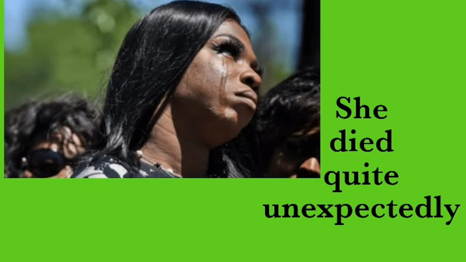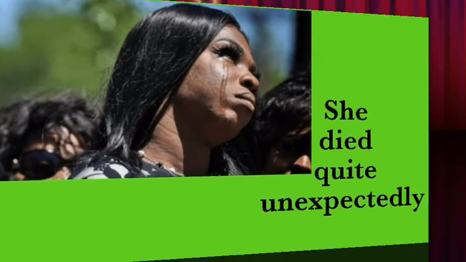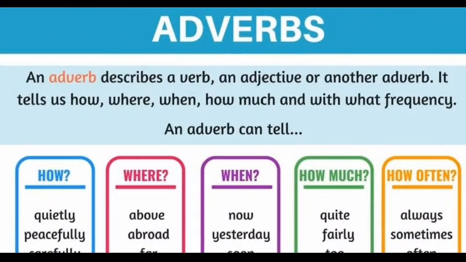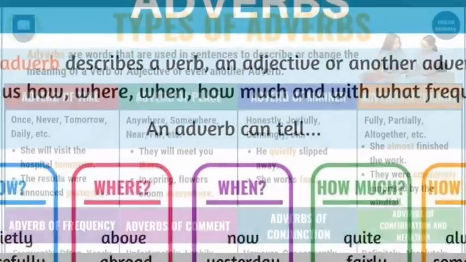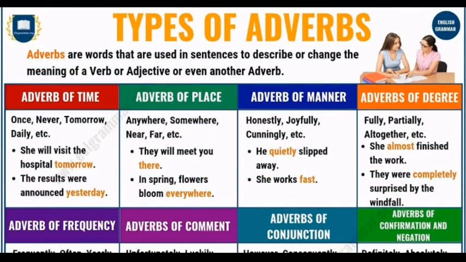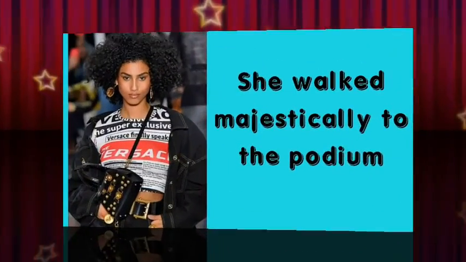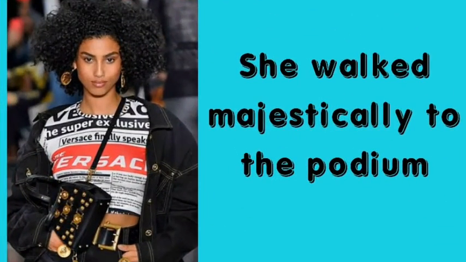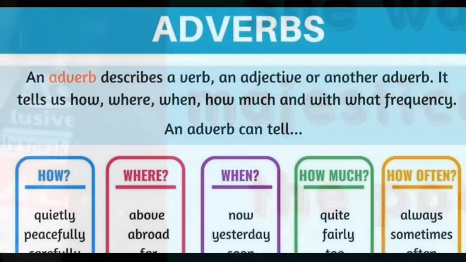So before I conclude this lesson, I want you to know that an adverb tells you to what degree an action occurred. We also have adverb of time, adverb of place, adverb of manner, adverb of frequency, and lots more. So I'm going to give you a few examples to help you understand better. For example, she walked majestically. I'm describing the manner by which she walked. It was majestically. That is an adverb of manner.